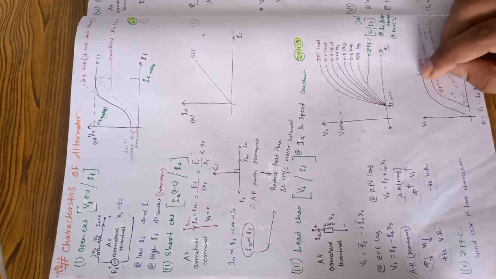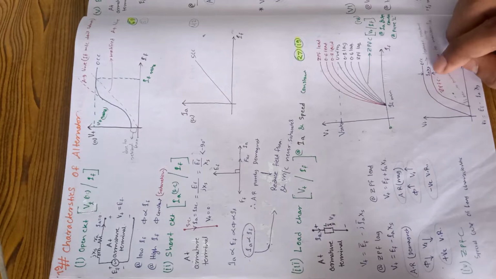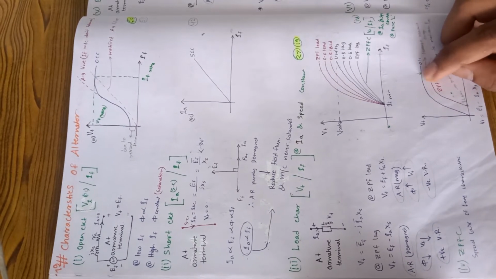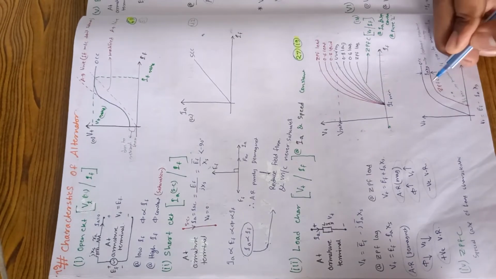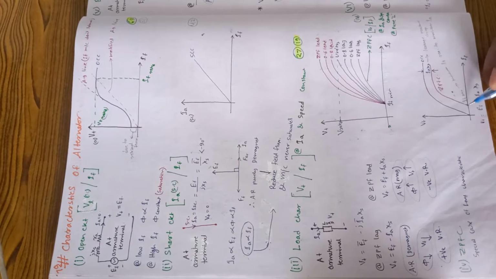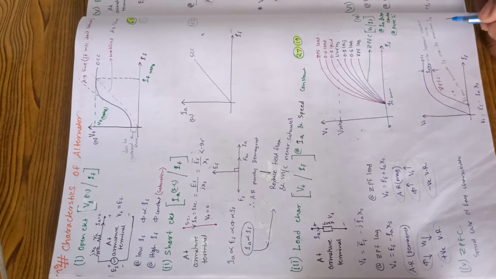Now what is the distance between this? This is Ia and Xs, the leakage reactance drop. The difference between these two is the leakage reactance drop, and this one is the minimum If required to maintain Ia.